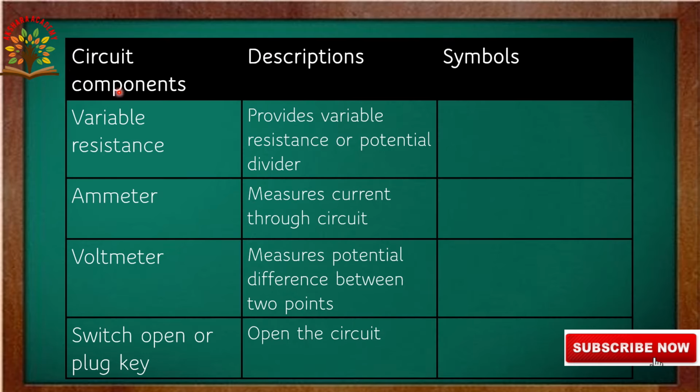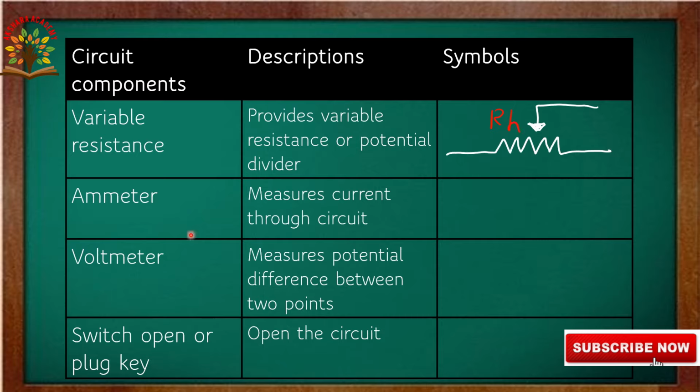Next, circuit components, descriptions and symbols. First we will go for variable resistance. It provides variable resistance or acts as a potential divider. Here the arrow mark is the representation of the variable resistance, or we can call it a rheostat. This is the symbol for a rheostat. Variable resistance provides variable resistance and potential divider.